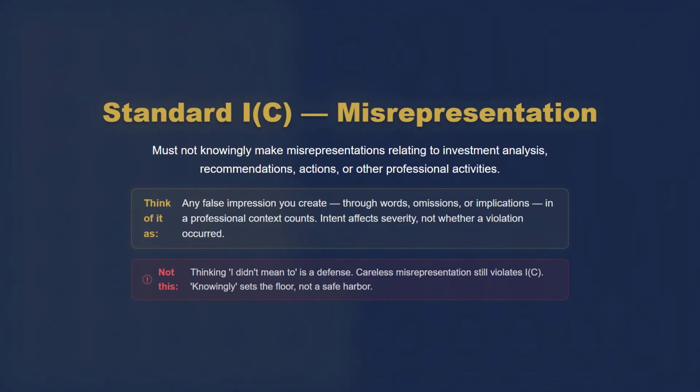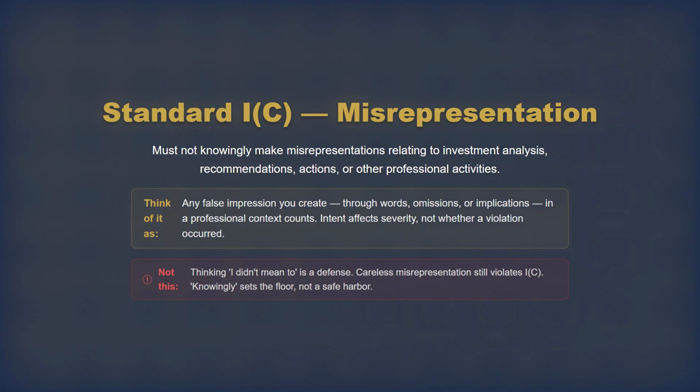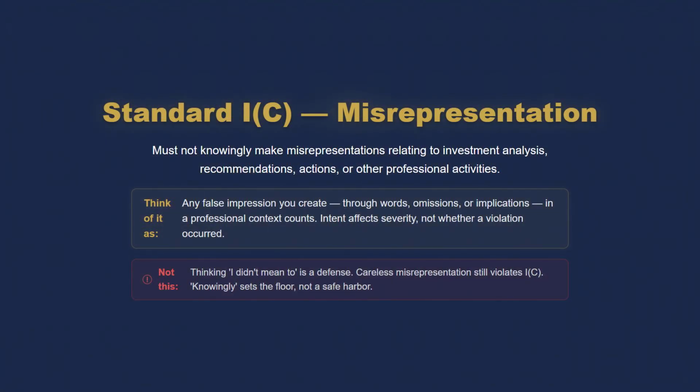First, knowingly. Candidates read this and think intent is a defense. It is not. Negligent misrepresentation still violates I(C). Second, misrepresentations. This includes false statements, half-truths, omissions of material fact, and implied guarantees. Third, professional activities. That means verbal pitches, emails, LinkedIn profiles, and marketing materials, not just formal research reports.